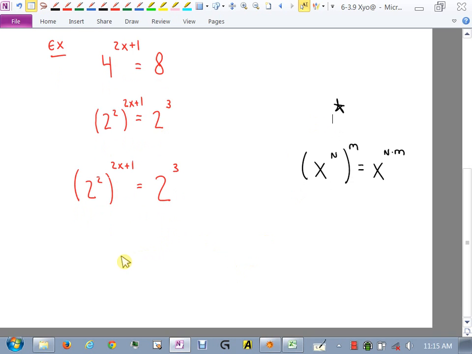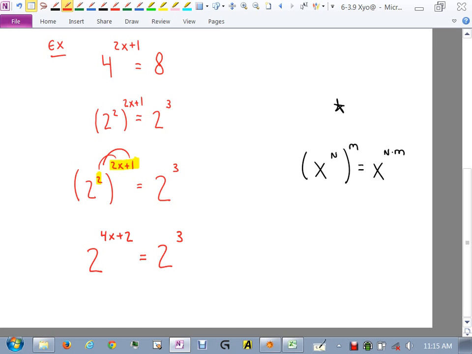Okay, so because of that, I'm going to rewrite this and multiply the 2 times the 2x plus 1. The 2 here is like the n, and the 2x plus 1 is like the m. So what is 2 times 2x plus 1? 4x plus 2. The 2 has to distribute through to each of them, right? The 2 goes to that one and to that one. And then the right side is still 2 to the third.